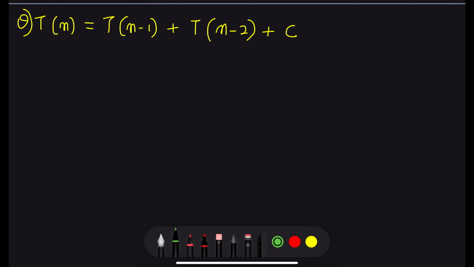Let's solve an example to understand the recursive tree method. So here we have our recursive function, which is T(n) = T(n-1) + T(n-2) + c. So here c is the work done at every function call. So let's write it here. We will form a tree using this recursive relation. So we have T(n), and T(n) is called two times, one for T(n-1), the other for T(n-2).